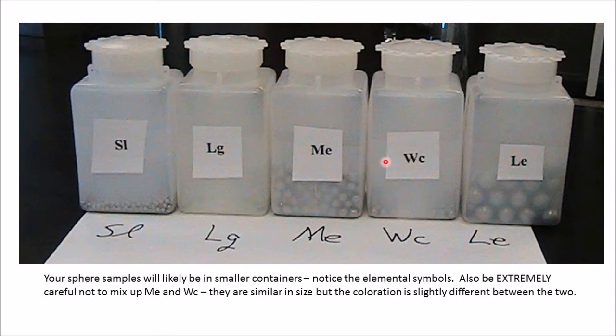These two here, be a little careful, ME and WC. These guys are very similar in size. The WC has a little bit different look to it in terms of coloration than the ME does. And the tungsten, the WC, is actually just a touch, like a 64th of an inch smaller. But when you work with these, try not to get those two mixed up because they have very different masses, even though they're very close to the same size.